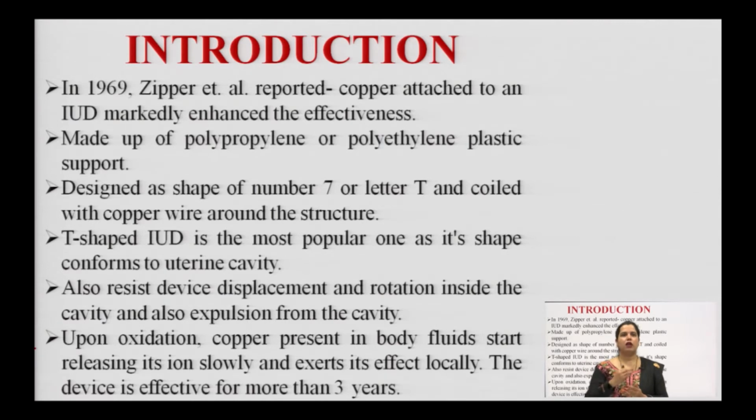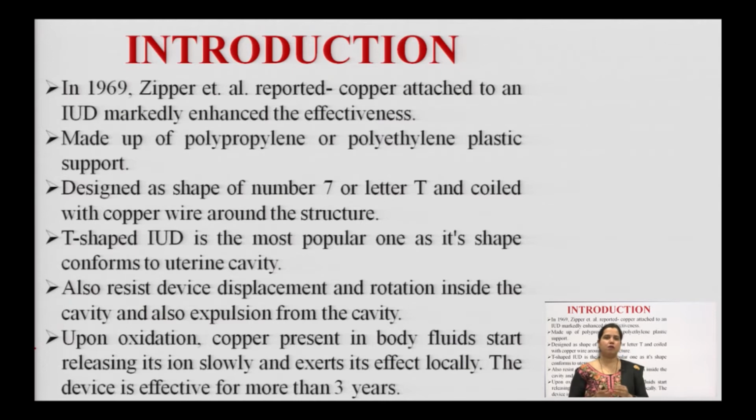So, in 1969, Zipper et al. reported that copper attached to an IUD markedly enhanced the effectiveness as a contraceptive agent. If copper is there, it may show antifertility action in the uterus and prevent conception. The IUD is made up of polypropylene and polyethylene plastic support, and it is available in the design of number 7 and letter T.